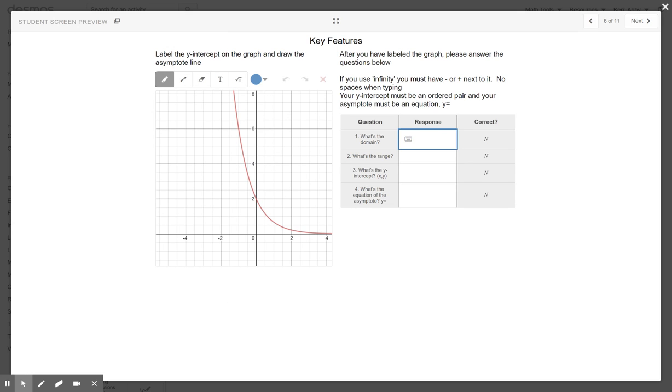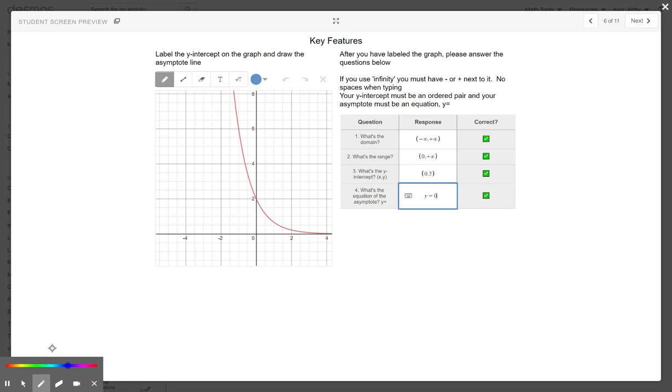Even if it's a decay, even if it's decreasing, you do smallest to biggest. So negative infinity to positive infinity. That will always be your domain, all real numbers. The range is 0 to positive infinity, because it's trying to sit on 0, and it's going all the way up to positive infinity. The y-intercept is 0, comma 2. And then the asymptote is y equals 0.